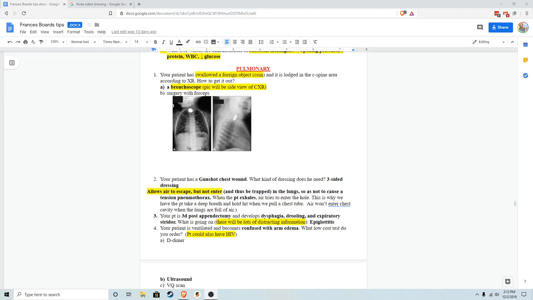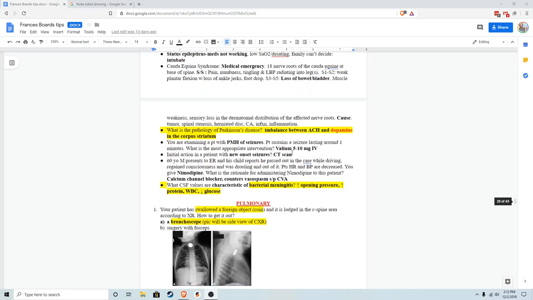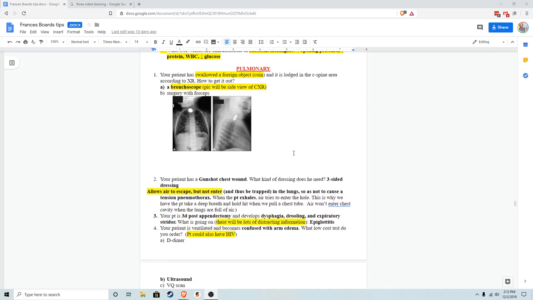Last time we left off on, where did we leave off? We left at cardiovascular and neurological. So now we go to the next major system, which is pulmonary.